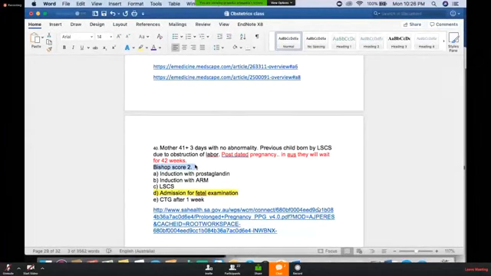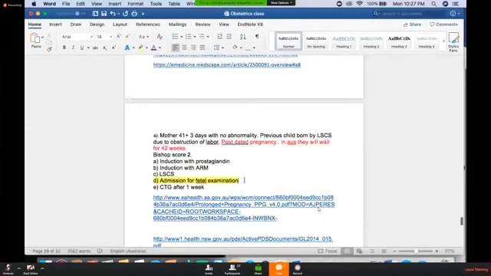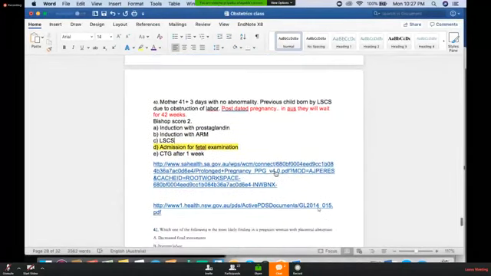So if there is Bishop score 2, what will you do? You will induce with prostaglandin. But then there is another option for admission for fetal examination. Is it making any sense? Before doing anything, you will admit the patient for examination. Okay. So the answer is B. Yes. Clear?